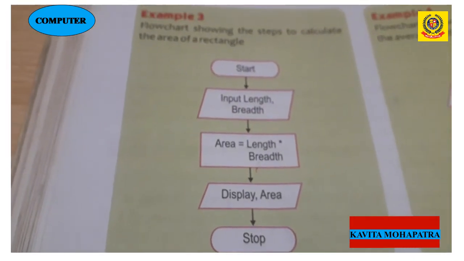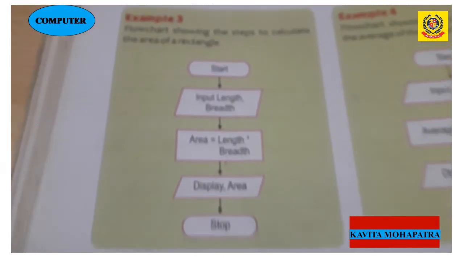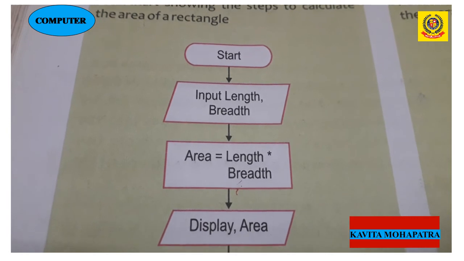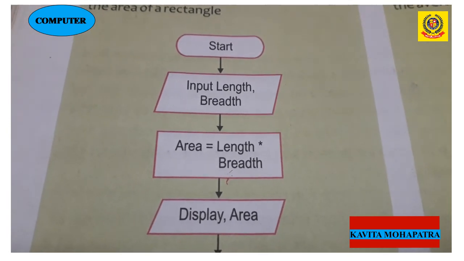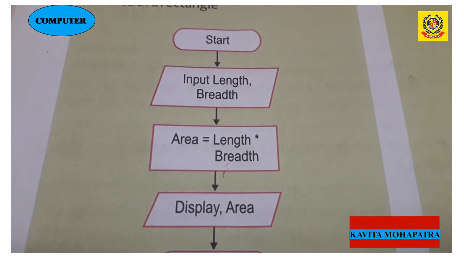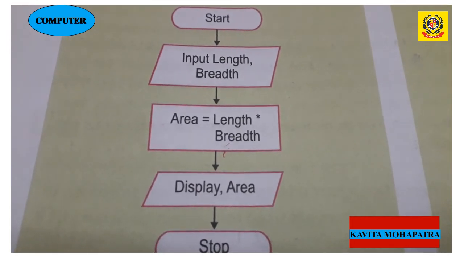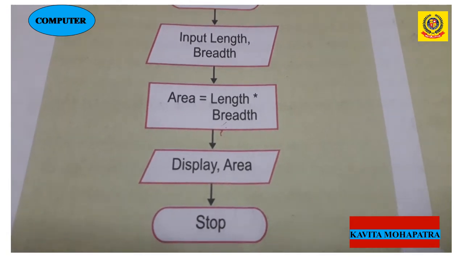Next flowchart showing the steps to calculate the area of a rectangle. First, an oval shape to start the flowchart, then input length and breadth. Area, you know the formula of the area. Area equal to length into breadth. Then print, display area. Then stop.